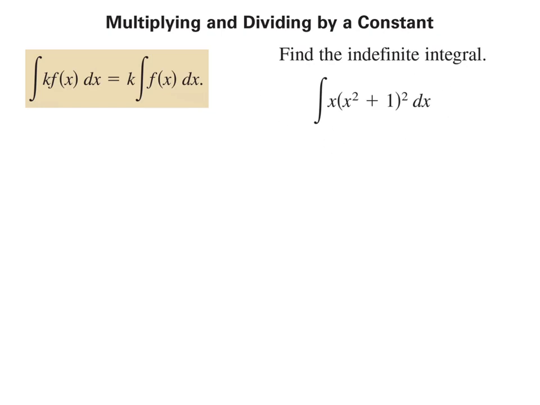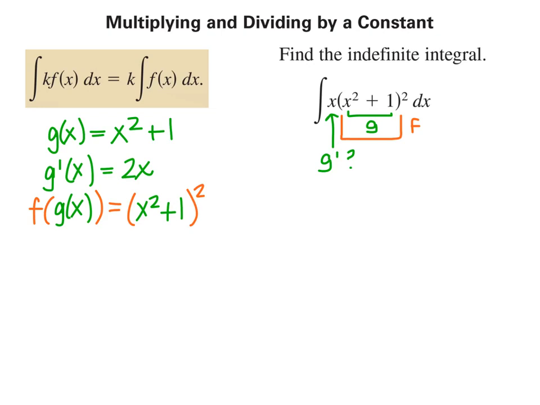So I have a multiplication here, and it looks like I have a chain rule as well. So I've got the integral of x times the quantity of x squared plus 1 all squared. So just like the last two examples, I'm going to try to break this apart into g and f.